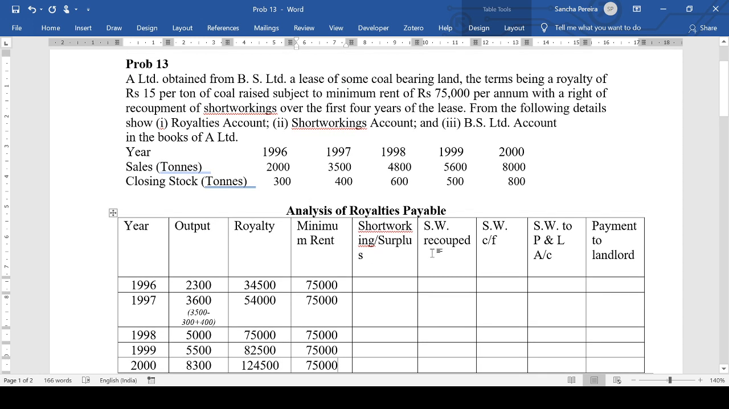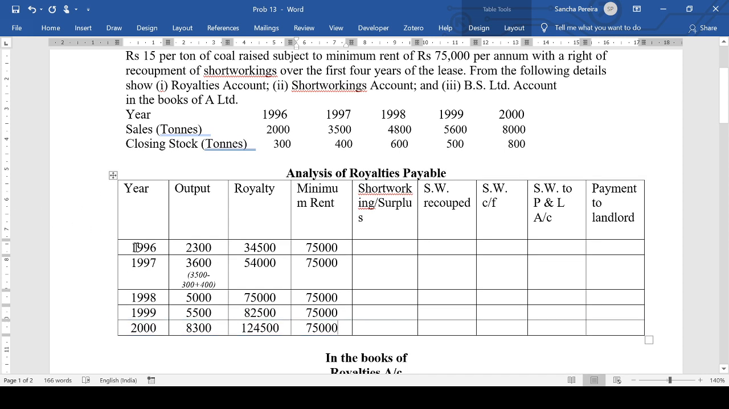Now remember the agreement for recoupment. Per annum with a right of recoupment of short workings over the first 4 years only. Now this is not next year, next 2 years, next 3 years or whatever. During the first 4 years, whatever recoupment has to take place, either from 1996 to 1999. So by chance there are some short workings in 1999, you cannot recoup it in 2000. So whatever recoupment happens only in the first 4 years.